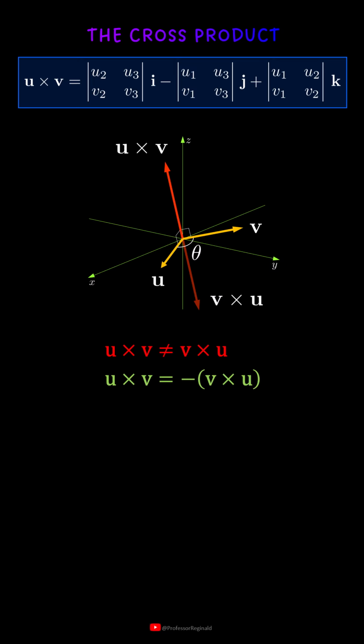Nevertheless, we learned that equal vectors will have equal lengths, and the length of a scalar multiple of a vector is equal to the absolute value of the scalar times the length of the vector. So the length of u cross v is equal to the length of v cross u.